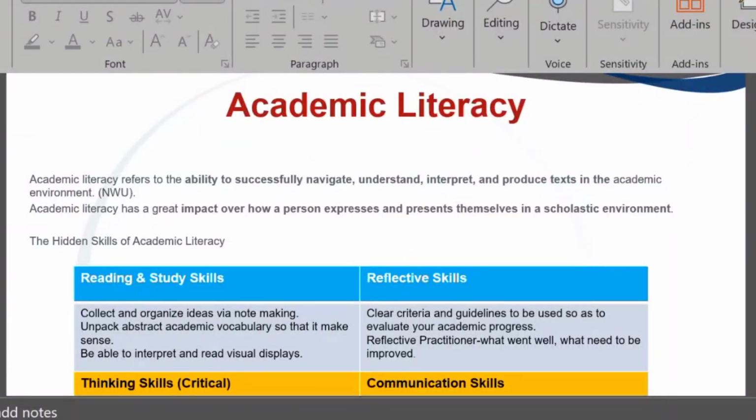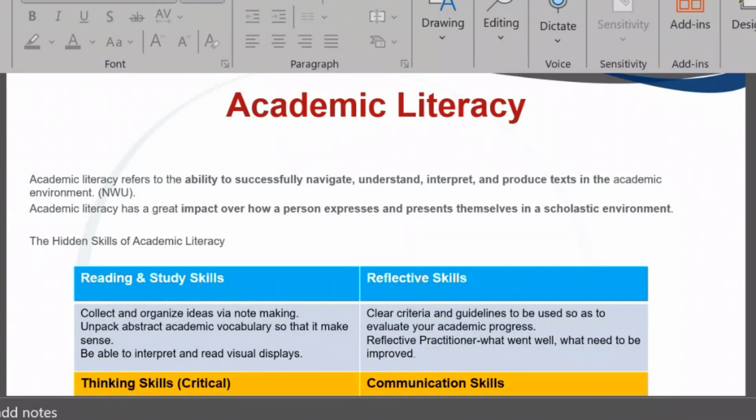What is reflective skills? I always say to my students, you need to be a reflective practitioner. You need to go back and check what has gone bad and how to improve. If you do academic writing, we always do that. That's why you talk about drafts. You have the first draft, the second draft, and the third draft. And as you are looking at all of these drafts, you are looking at how to improve each of the drafts which you have.